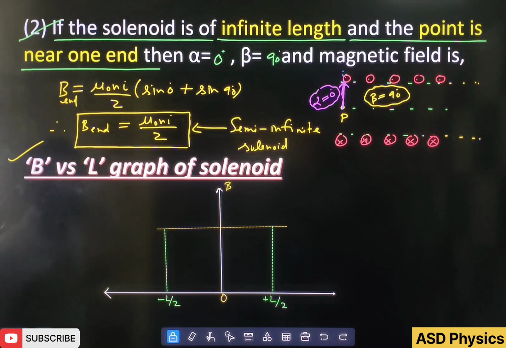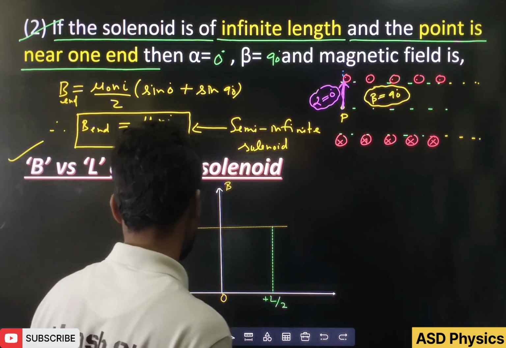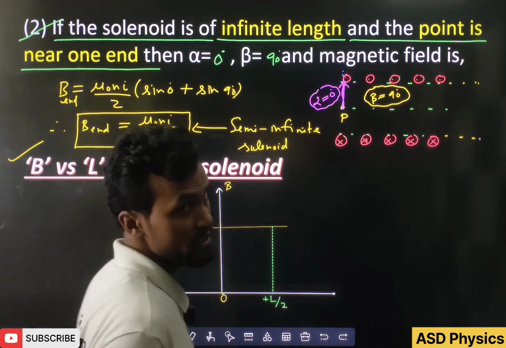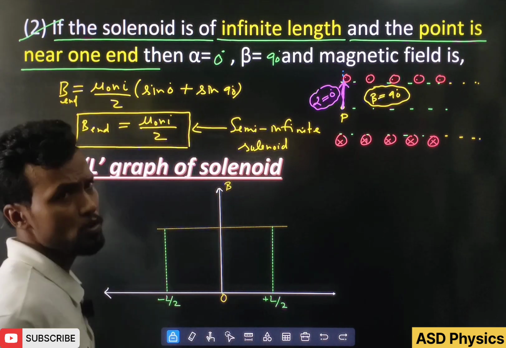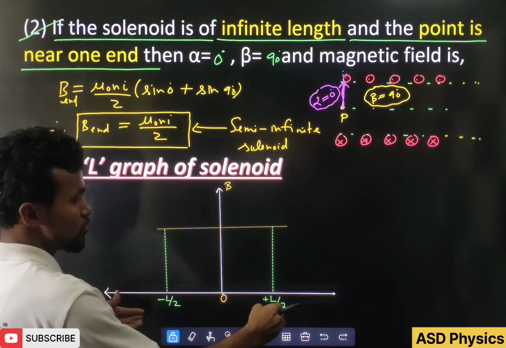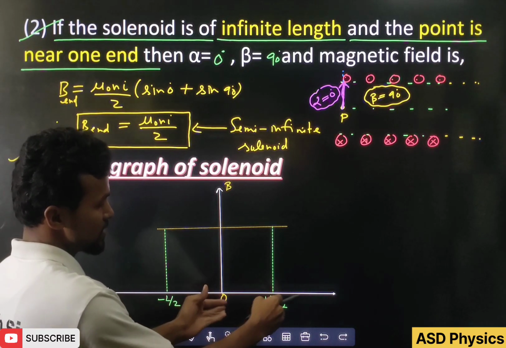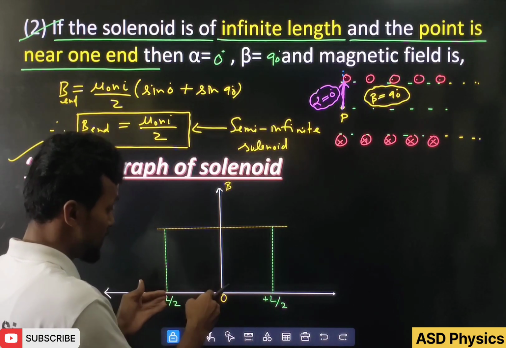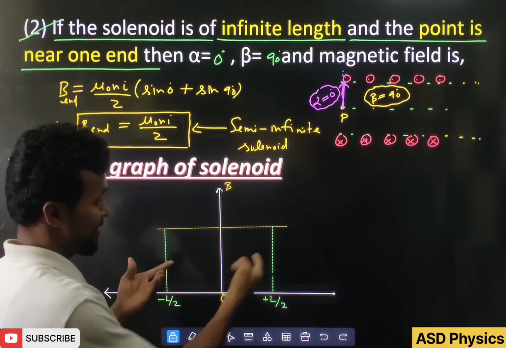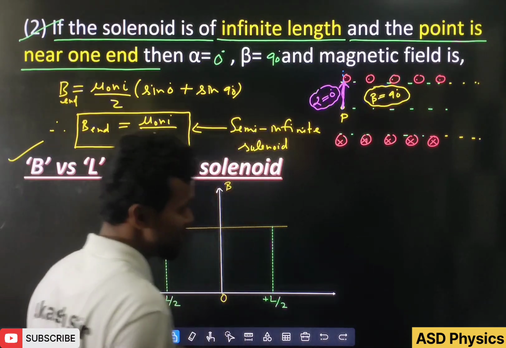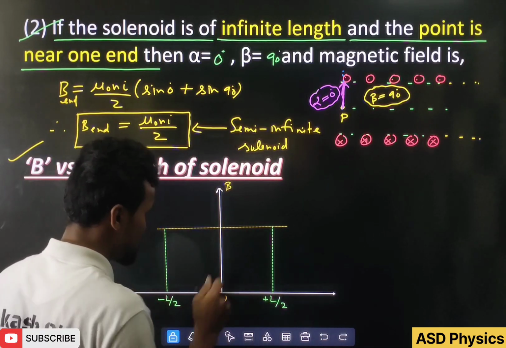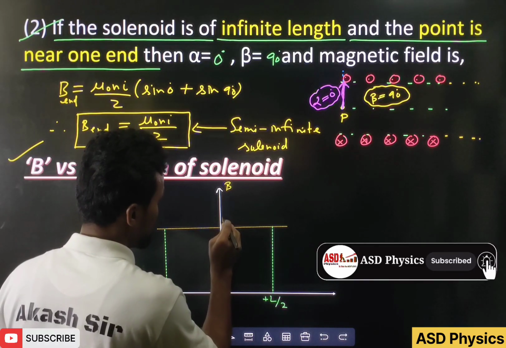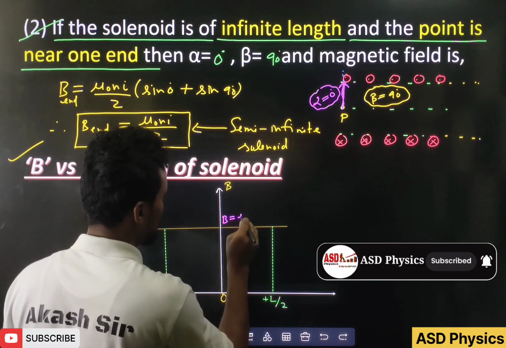After that, if we draw the B versus L graph for the solenoid, you know very well that inside the solenoid the magnetic field is mu naught Ni, but at the end it is mu naught Ni by 2. The length of the solenoid is L; on this side I have taken plus L by 2 and on this side minus L by 2 on the coordinate axis, so the total length is L. The graph looks something like this, with B equal to mu naught Ni.